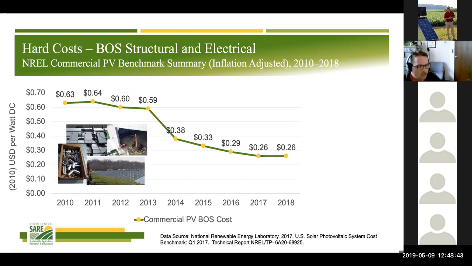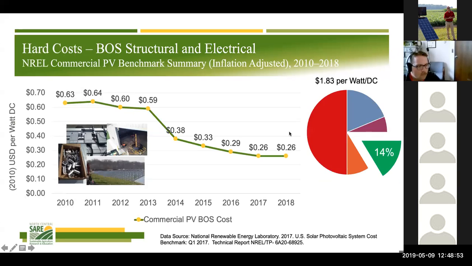And once again, a very similar trend where from 2010 to 2018, we've seen roughly a 59% decrease in the cost for our balance of systems. Now, the balance of systems accounted for 14% of the overall installation cost for a commercial system in 2018.